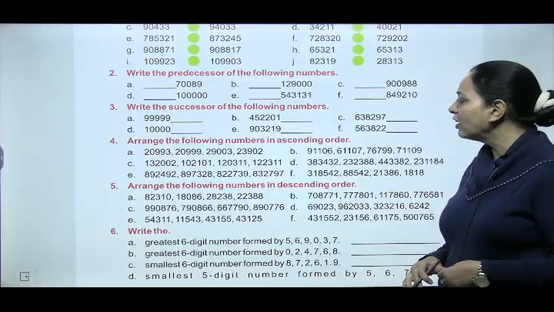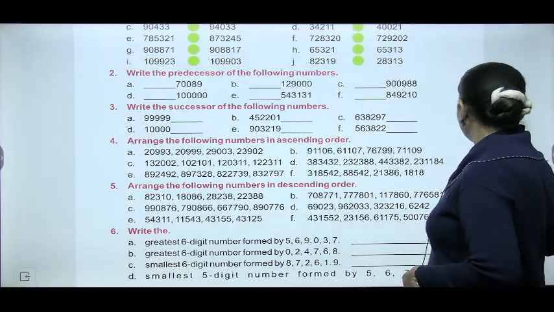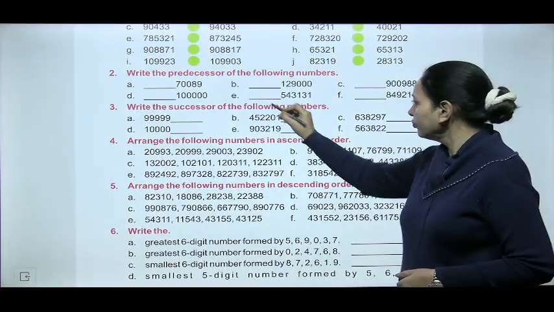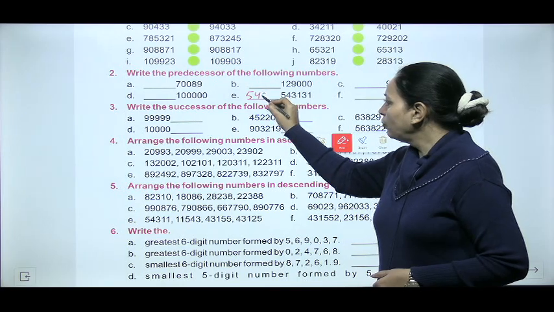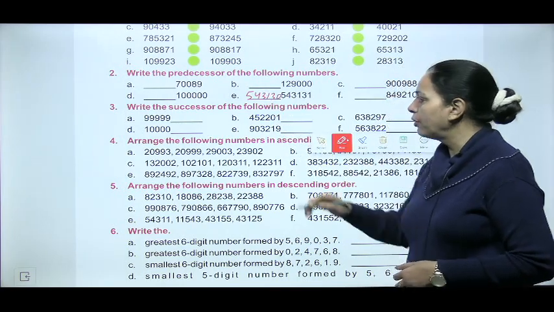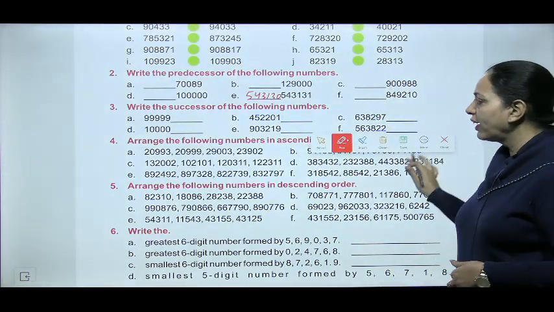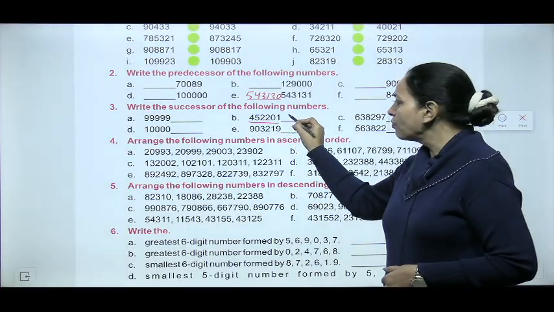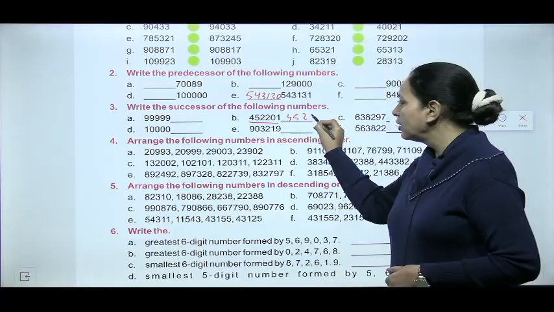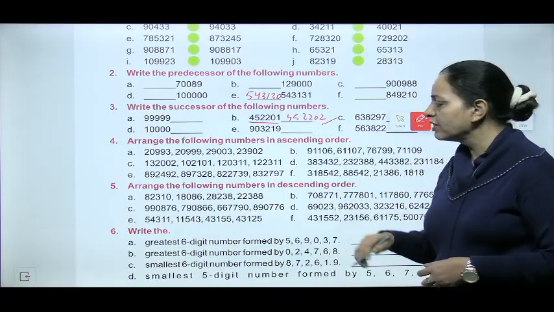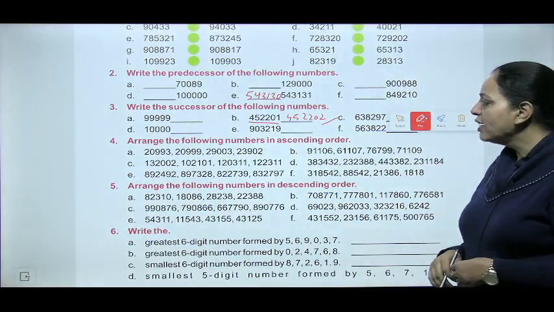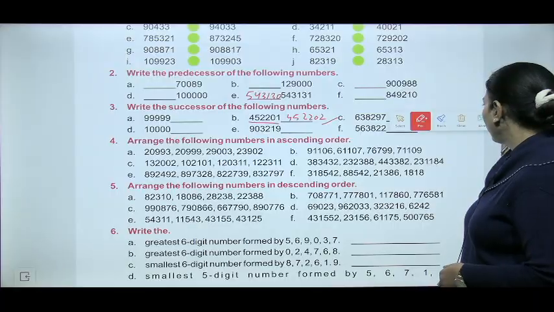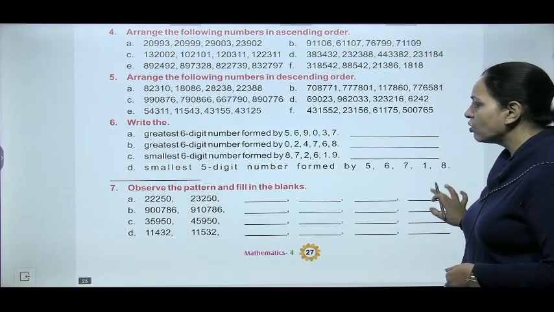The second, write the predecessor, means the previous number. So we will subtract 1. Like E part. So what will you get? You will get this number. Similarly, third, write the successor, means plus 1, like B part. So plus 1, what will you get? Change the ones digit, increase by 1. Okay, similarly you can try the fourth and fifth questions, ascending and descending order.